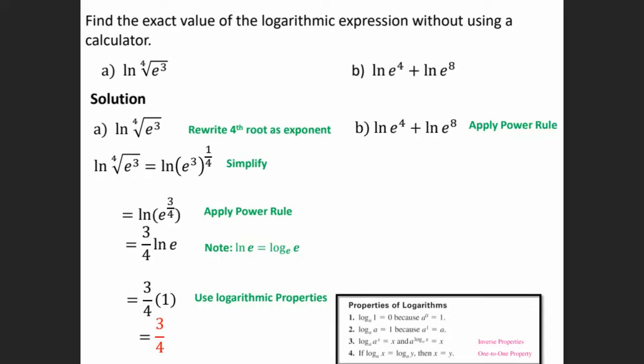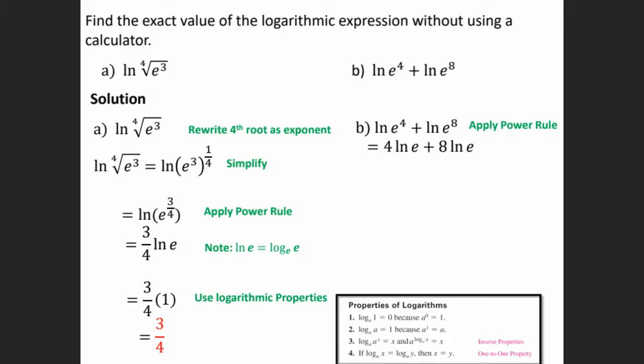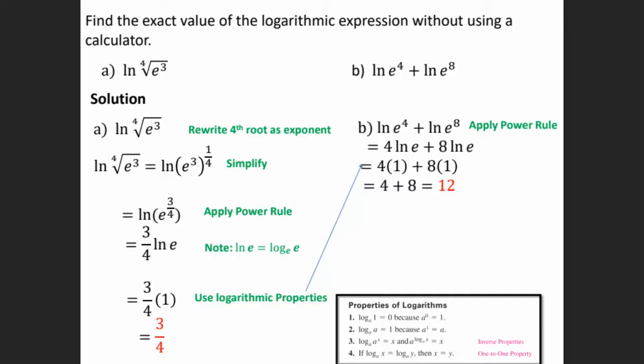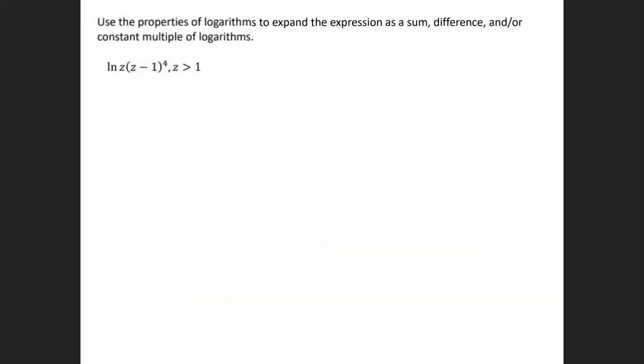Similarly, for the second one, I can apply my power rule and multiply the exponents to the logs. Then I can evaluate the natural log of e. I know that's just 1. So that would be 4 times 1 plus 8 times 1, and 4 plus 8 is 12. So if we know our properties, they come really handy to solve these equations without having to use a calculator.